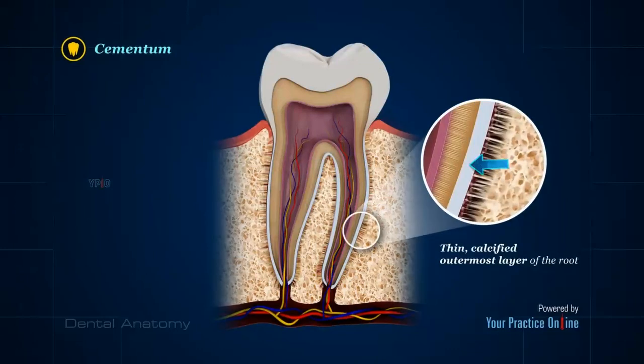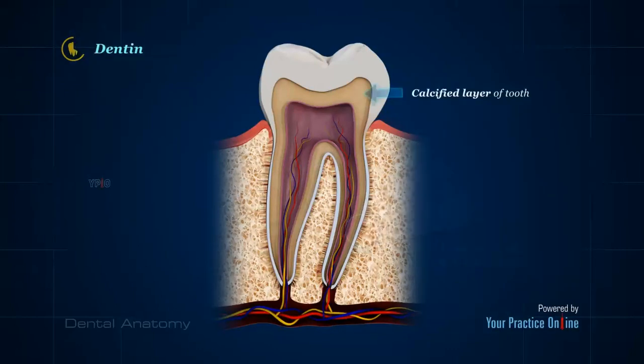Cementum. This is the thin, calcified, outermost layer of the root. It provides attachment for ligaments that support the tooth. Dentin. This is the calcified layer of tooth that lies inside the enamel and cementum. It forms the bulk of the tooth structure in the crown and root.